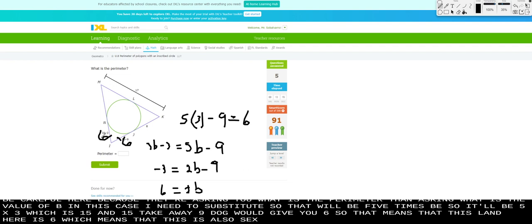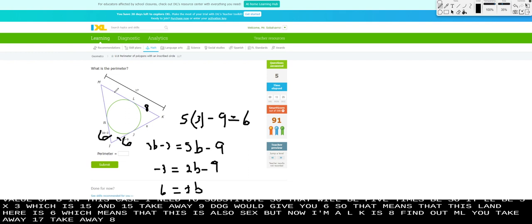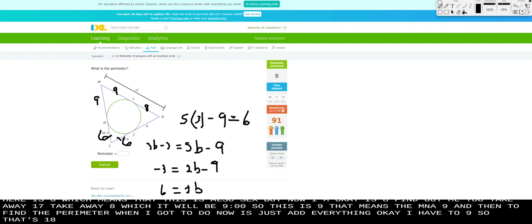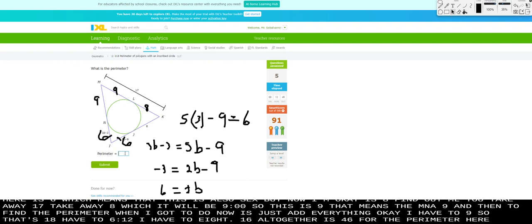Okay. So now, since this is 8, that means LK is 8. To find out ML, you take away 17, take away 8, which will be 9. So this is 9. That means that MN is 9. And then to find the perimeter, all I got to do now is just add everything. Okay, I have 2 9s, so that's 18. I have 2 6s, that's 12. I have 2 8s, that's 16. Altogether is 46. So the perimeter here would be 46.